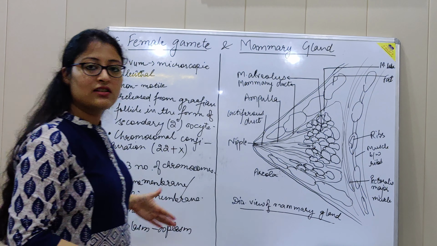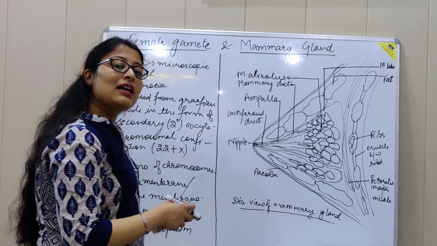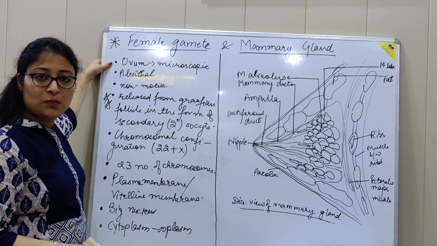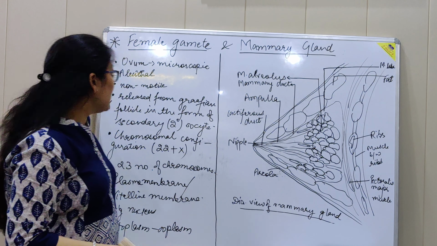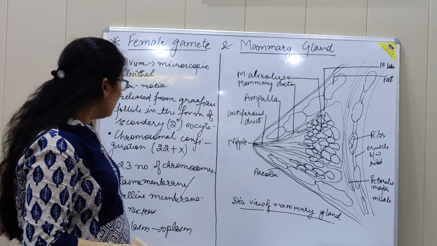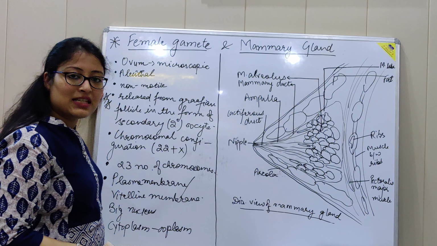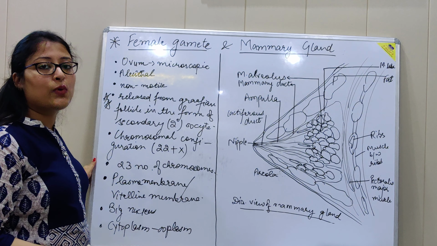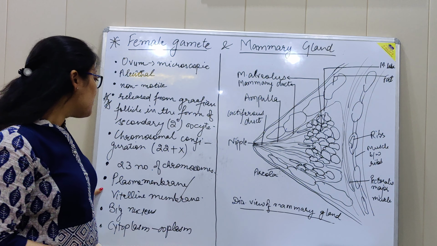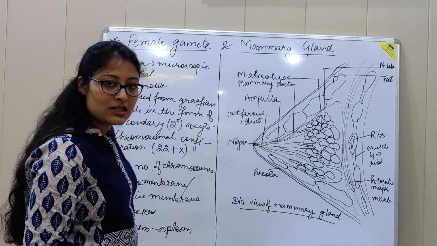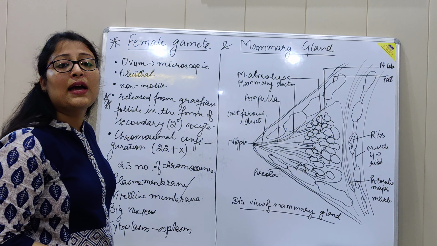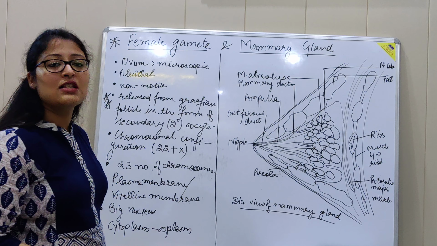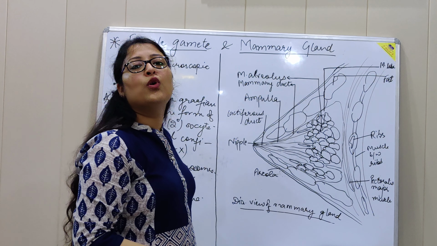These were the points. Further, there are some more points. We'll again discuss about them. Then I'll erase them. Human female gamete is ovum, that is microscopic in nature. Alecithal, that is yolk free. Non-motile, cannot move on its own. Released from Graafian follicle in the form of secondary oocyte. Chromosomal configuration is 22 plus X. Number of chromosomes are 23, that is haploid condition. Plasma membrane or vitelline membrane is present. Outside the vitelline membrane is present perivitelline space. Big distinct nucleus is present. Cytoplasm of female gamete is known as ooplasm.